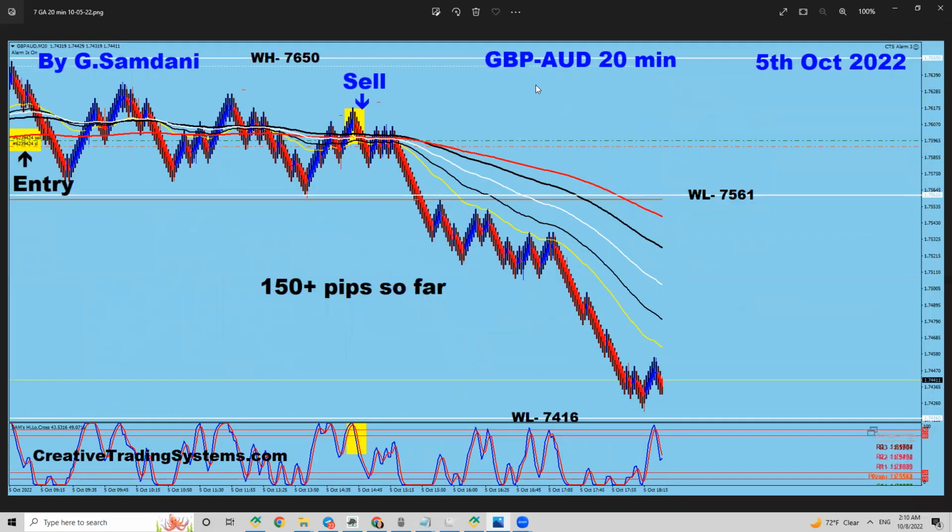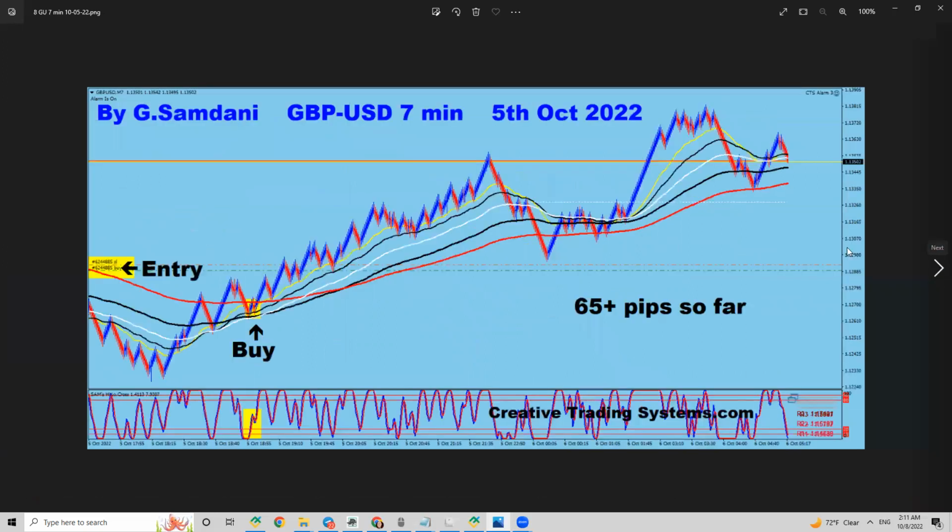On the 5th, pound Aussie coming down beautifully from all the way from the top. Here, sell order, and this is 450 pips. From one level, there was another level, the 7650, a big level. We came below, we found support, and then again we broke that support and went down straight up to the 7416 area. Beautiful, by the book.